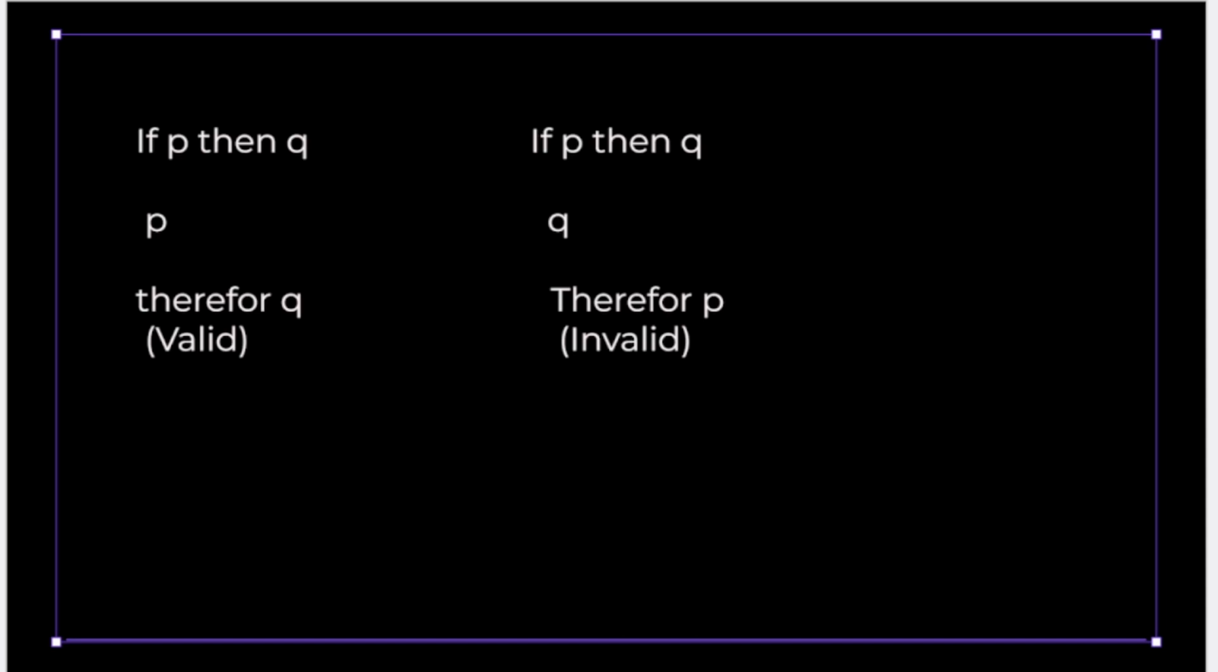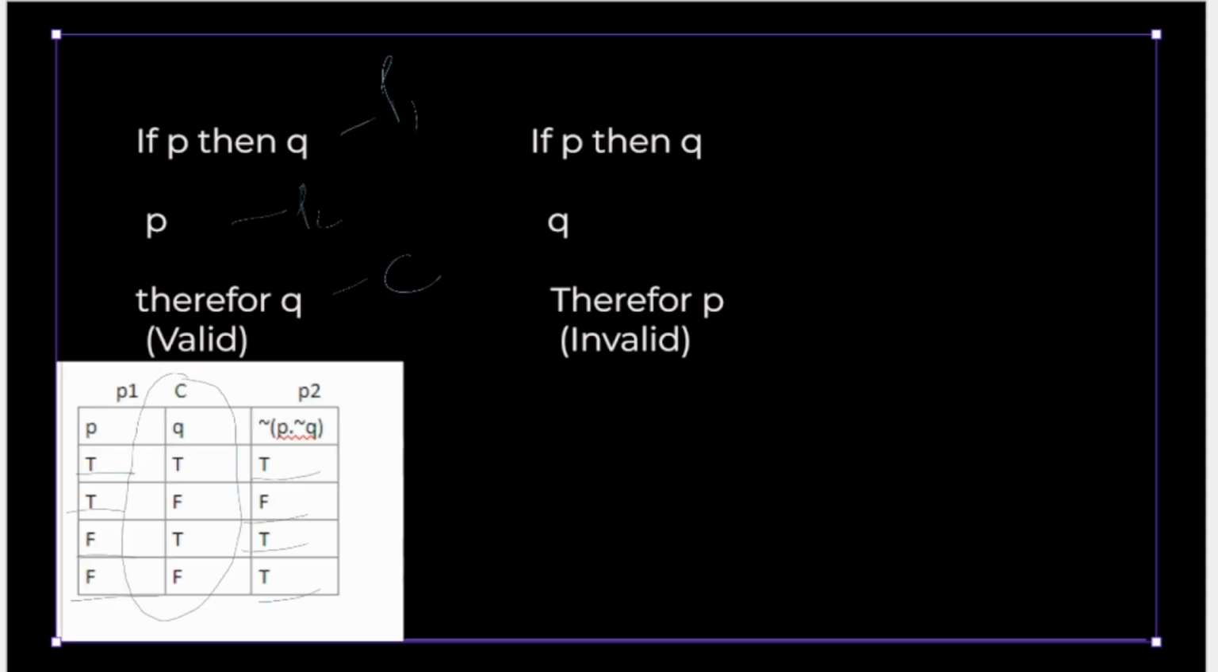Let me go through an example to make it more clear. So first we talk about the valid one. As you can see, P1, P2, and C, where C is the conclusion, just bear with me, and P1, P2 are the premises. Here, we don't see any instance in which both premises are true but the conclusion is false. You do see that the conclusion is not false when the two premises are true. So we don't see such an instance.